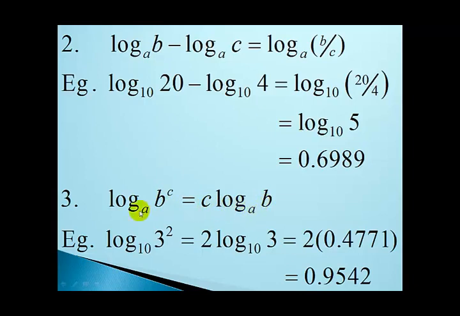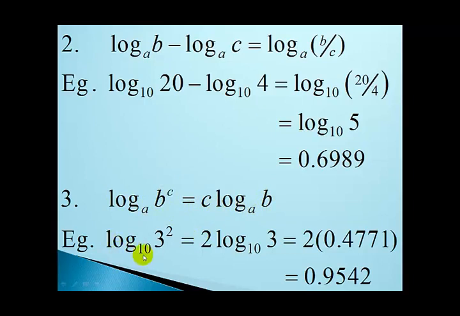So according to the third law, log b raised to the power c, to an exponent. The base of the log is a, so log b exponent c is the same as c log b to the base a. The base of the log remains the same, but the exponent now takes its position before the logarithm. So log b exponent c to the base a is equal to c log b to the base a.